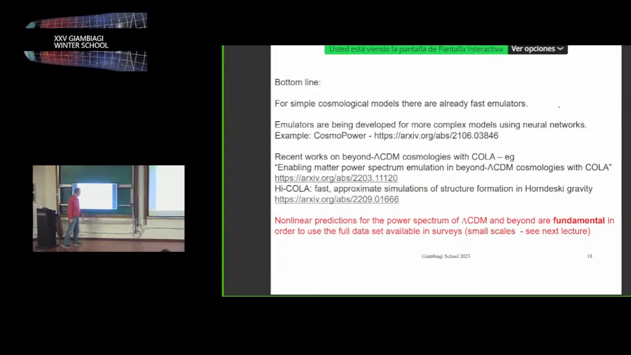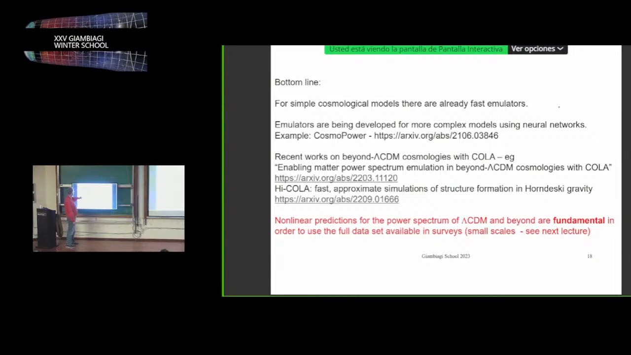They're called Horndeski models. It's a modified gravity model, and there are emulators trying to emulate Horndeski gravity. Okay, and now the nonlinear predictions for the matter power spectrum of lambda CDM and beyond are really fundamental if you want to use the full data set that we have in the survey. So that's what I mentioned. If we don't understand the nonlinear matter power spectrum, we cannot use the data. As simple as that. Cannot use the data. So this is important. This will come back next lecture tomorrow.